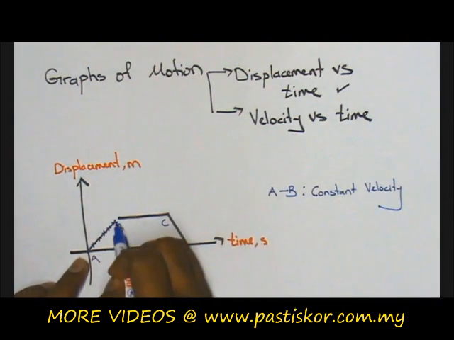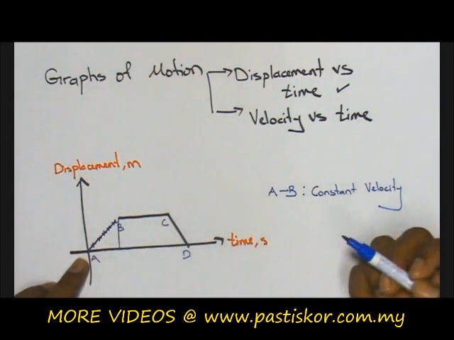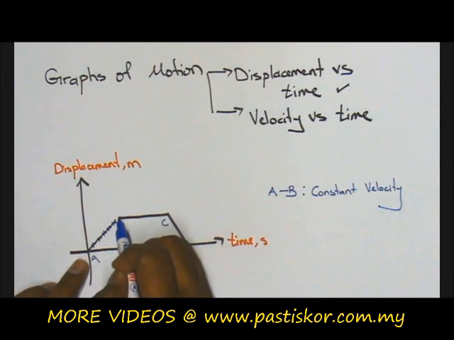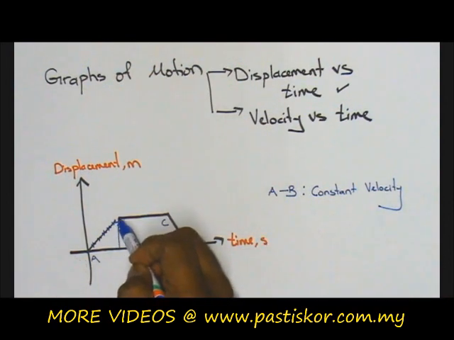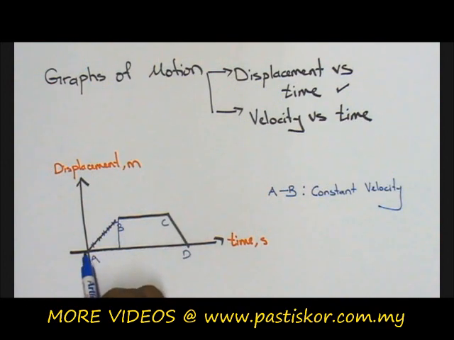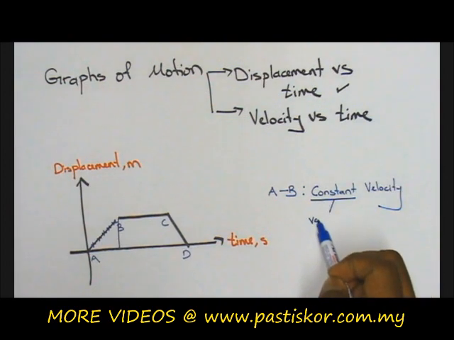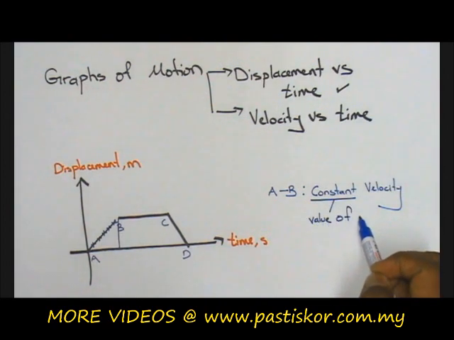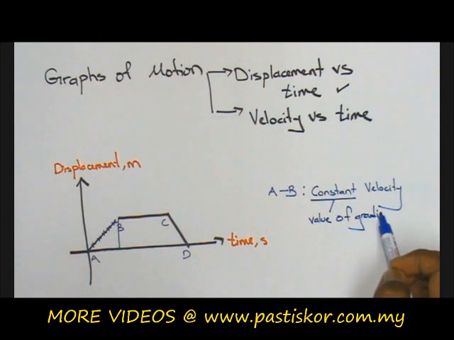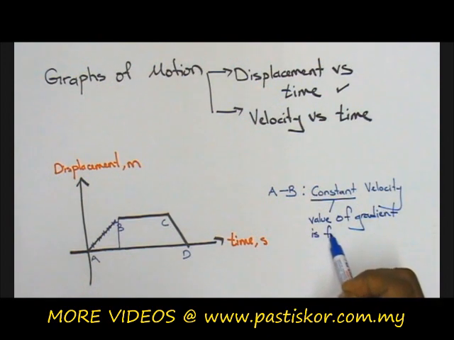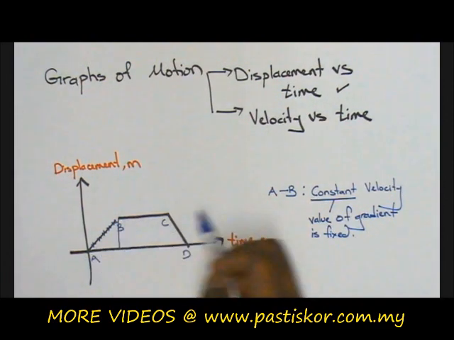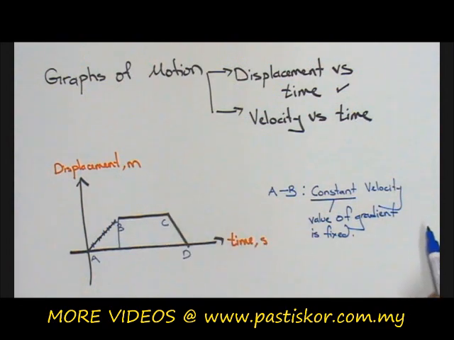And how do you calculate gradient? This is what was taught to you in maths. You take your y, now just look at me again, you take your y and you divide with your x. Again, y divide x and you will get the value of gradient. So the reason why it is constant is because the value of gradient is fixed. The value of gradient does not change. That's why we say your velocity from A to B is constant.